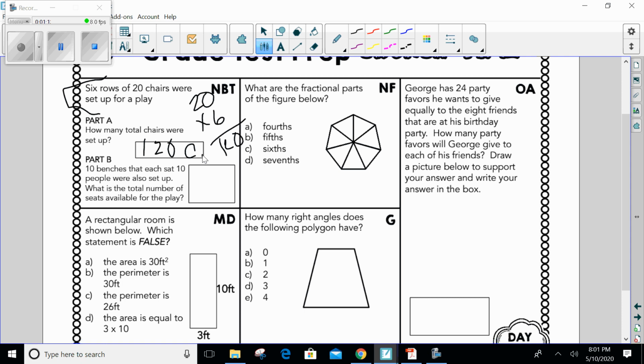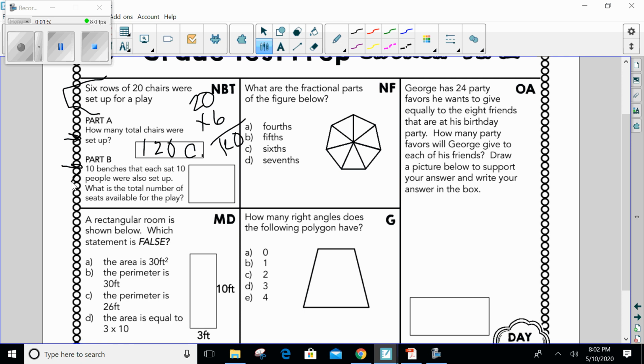Okay, now part B. Whenever there's a part A, there's going to be a part B and maybe a part C. Always look for that. So let's look at this. 10 benches that each seat 10 people were also set up. What is the total number of seats available for the play? We found out how many chairs there are, so now we have to figure out how many benches there are. Well, there are 10 benches that each seat 10 people. So 10 times 10. So 10 people here, 10 people here, and so on for the 10 benches.